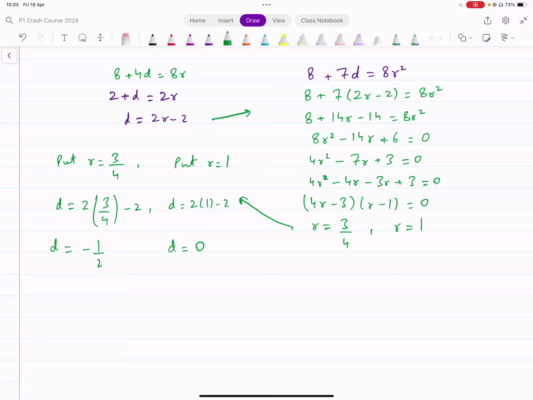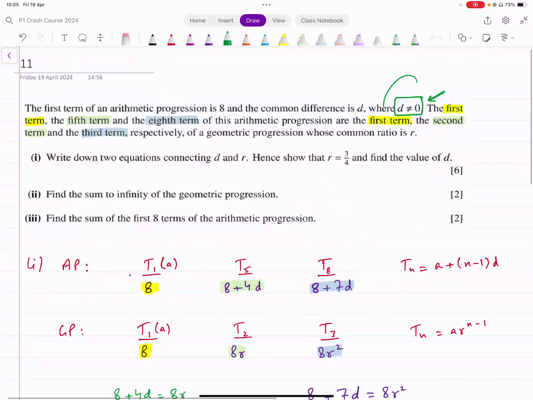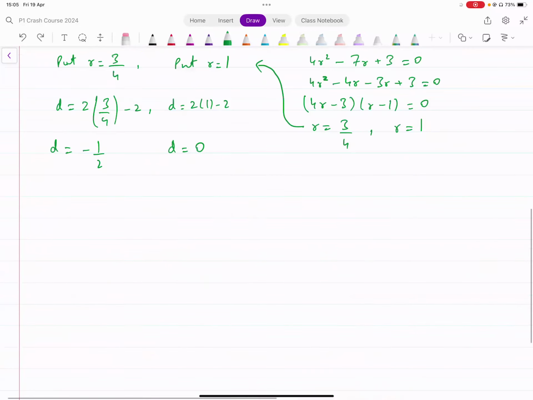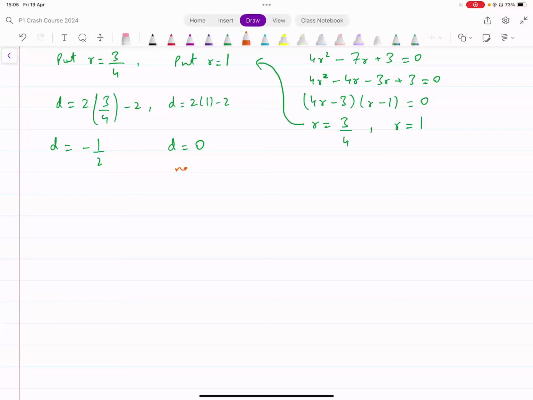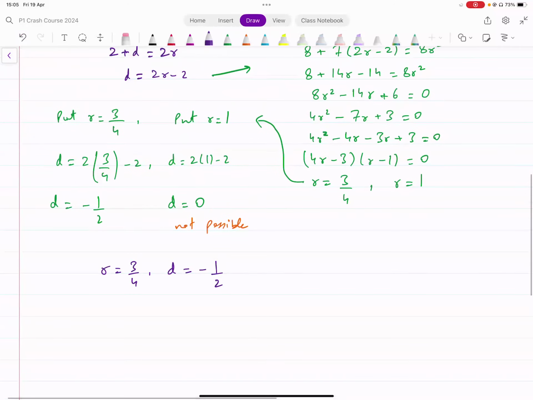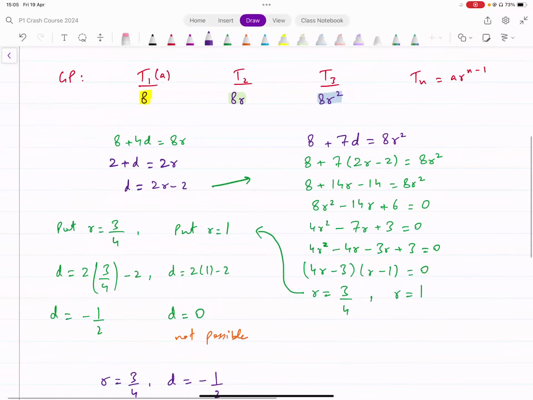And this is clearly not possible according to the question statement. The question statement tells you that d can't be 0. So since d can't be 0, we are going to ignore this answer. If d can't be 0, that means the ratio is also not equal to 1. So the only possible answers are r equals 3/4 and d equals minus 1/2 or minus 0.5. These are the values of r and d that we get.